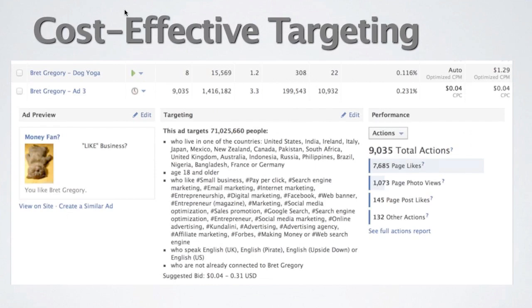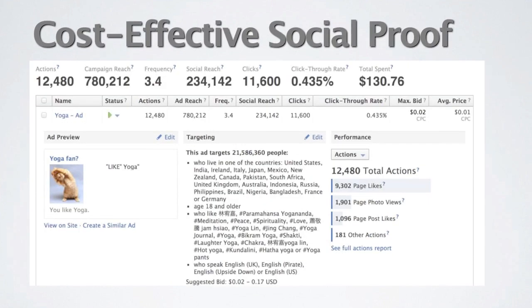So you can see here, this ad targeted 71 million people. We got 7,685 page likes at 4 cents per click. And now we had this other ad here, which was pretty much the same thing. It says yoga fan and like yoga. But you can see on this ad, we targeted 21 million people. We got 9,302 page likes at an average cost of 1 cent per click. We spent $130 and got 9,300 page likes.